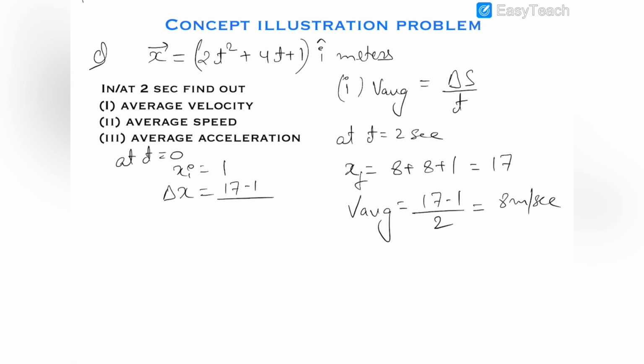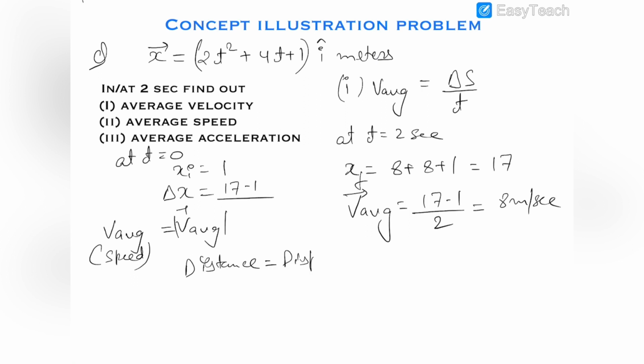Now the average speed, V average. This is average speed, and the earlier one was average velocity. Average speed and average velocity will be the same in magnitude, because distance is equal to displacement. We have already discussed that distance is equal to displacement, as the direction of motion is not changing. Therefore, V average would be the distance traveled, which is again 16 upon time 2. So it would be 8 meters per second.